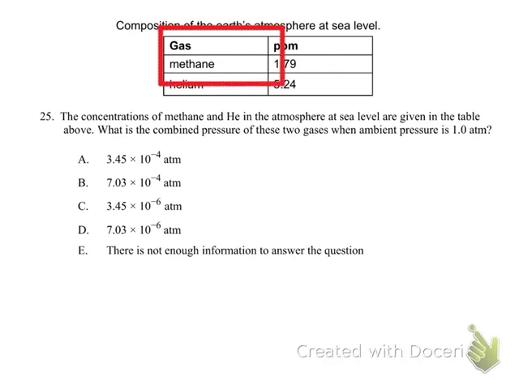In this question, we're given a table that gives us the parts per million of methane and helium in our atmosphere. And then we're asked to find what is the combined pressure of these two gases if the ambient pressure is 1 atmosphere. Okay, so the first thing we need to do is find the total pressure exerted from these two different gases. Actually, first, before we do that, let's find the pressure exerted by each of these gases.